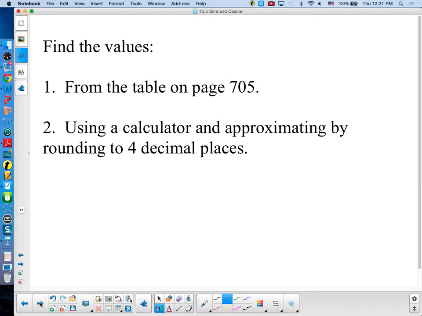Okay, then yesterday, the next thing we did was that table in the back of the book. Let's take a quick look there. From the table on page 705, you remember there's a sine column, a cosine column, and a tangent column. Got to make sure you're reading the correct column. I want you to find what is the sine of 38 degrees. Make sure you're reading the sine column.